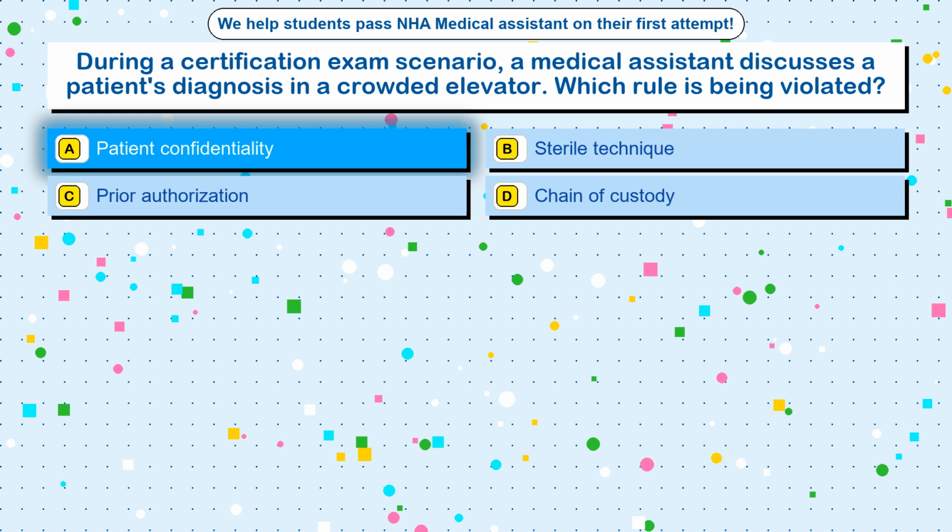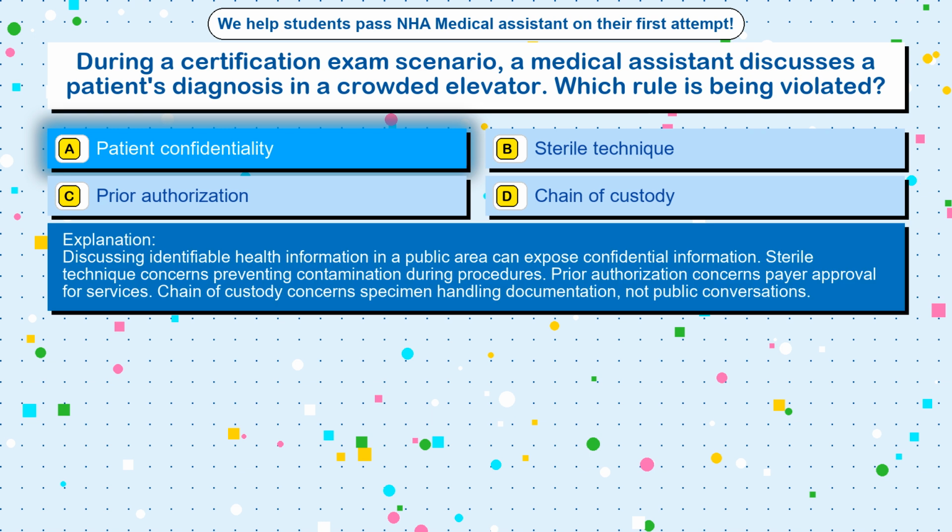Patient confidentiality. Discussing identifiable health information in a public area can expose confidential information. Sterile technique concerns preventing contamination during procedures. Prior authorization concerns payer approval for services. Chain of custody concerns specimen handling documentation, not public conversations.